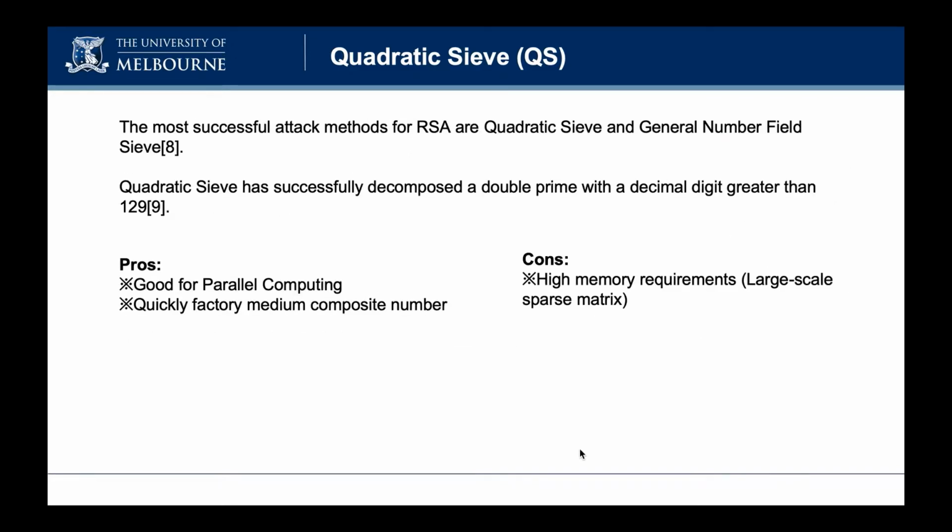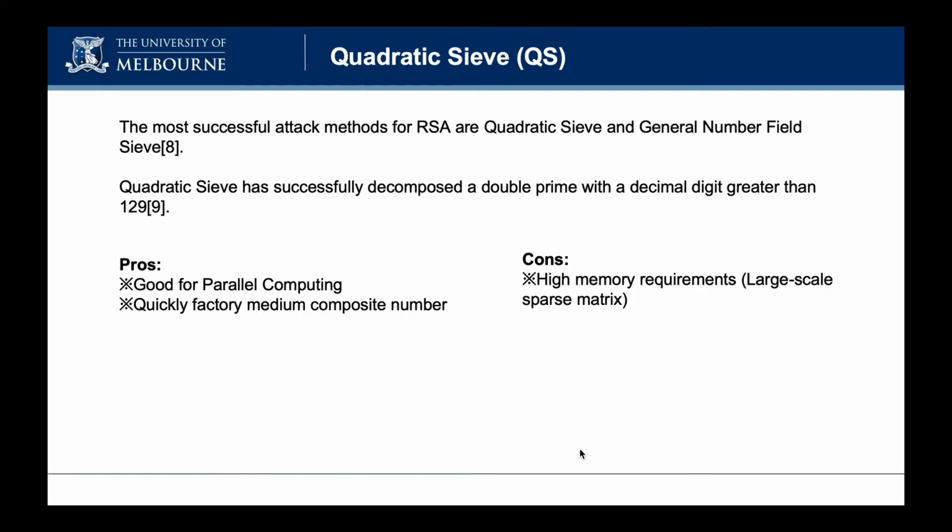QS was the most effective method in the 1980s and the early 1990s, and effectively worked on 50 to 100 decimal digit integers. It has successfully decomposed a semiprime with more than 129 decimal digits, even though the computing is huge. One advantage of QS is that it is good for parallel computing, which means we can choose different m intervals and calculate on different nodes. That will be efficient and more likely to find the result.